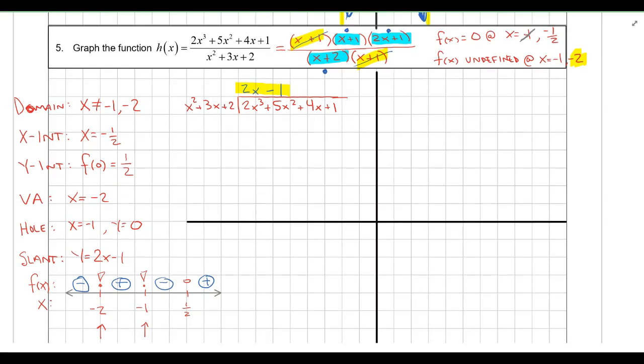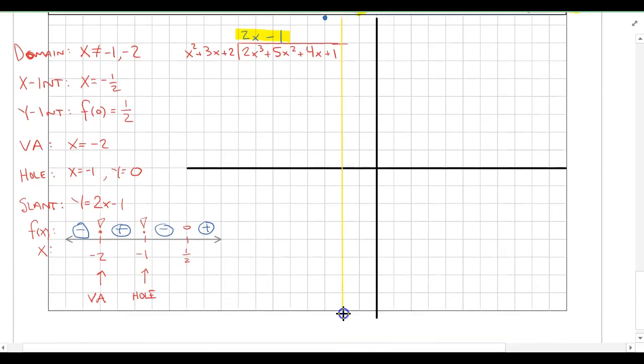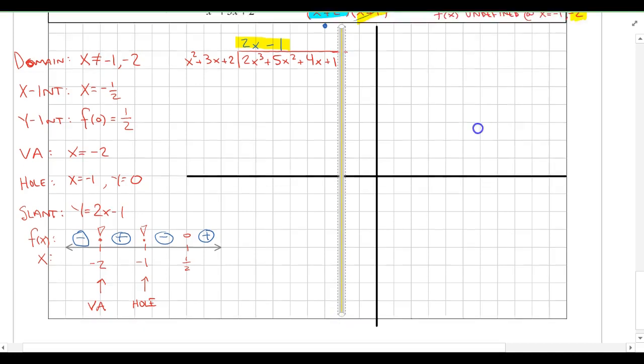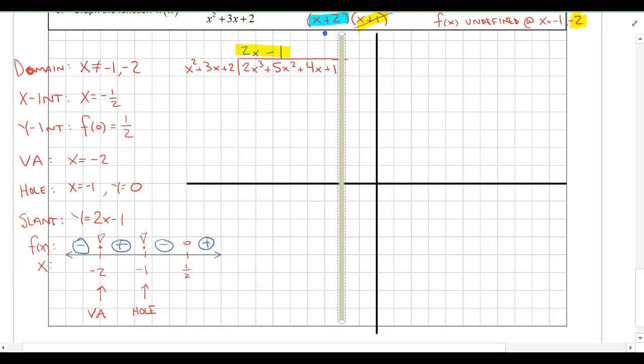All right, so I have my axes set up. Let's go ahead and mark our asymptotes. I have a vertical asymptote at x equals -2. That'll be right there. I also have a slant asymptote. So how are we going to mark that? Well, the slant asymptote is y equals 2x minus 1.